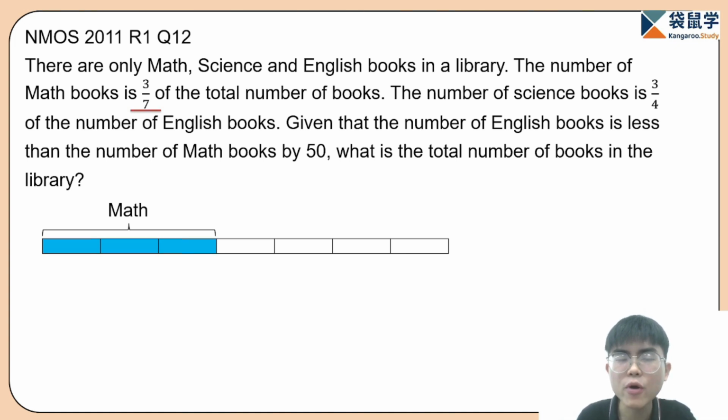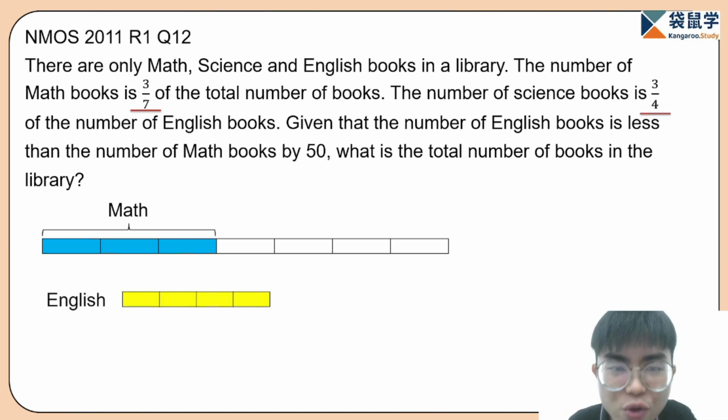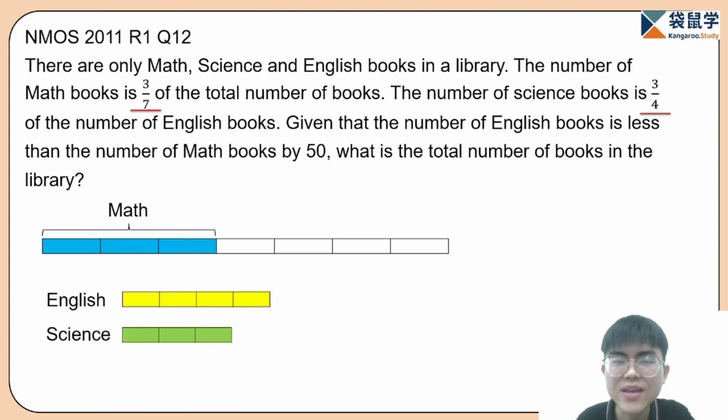Then the science book is 3/4 of the number of English book. So how many units is there for English book? 4 units. How about science book? Yes, it's 3 units. So now, based on these 3 models that we just draw, can we get any information from it? No, we cannot. Maybe you can try to see if you can combine it into only one model.